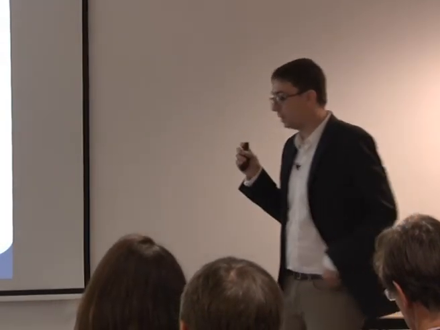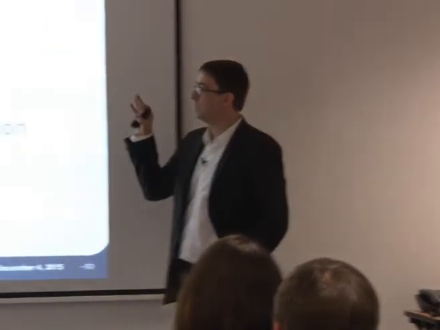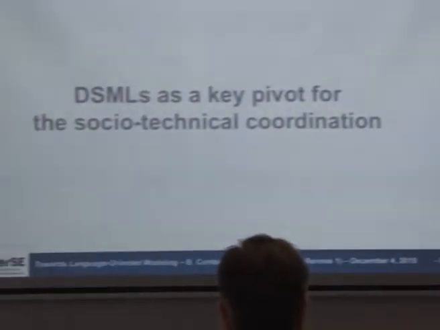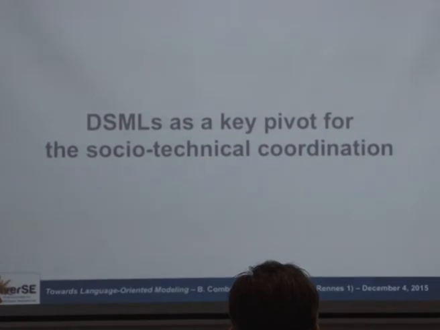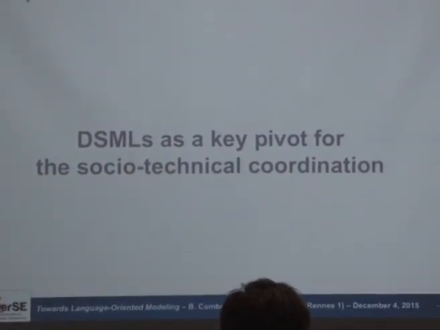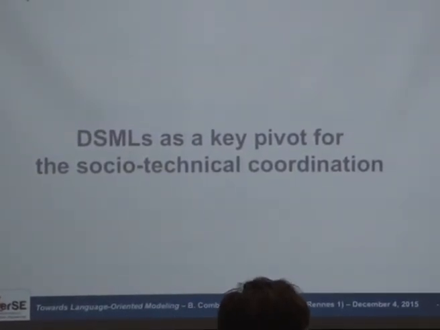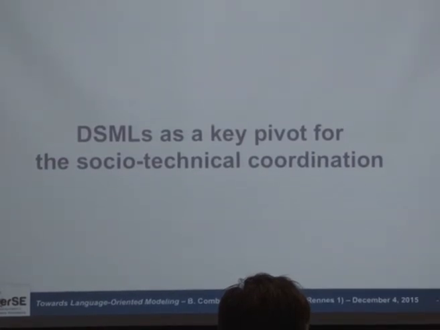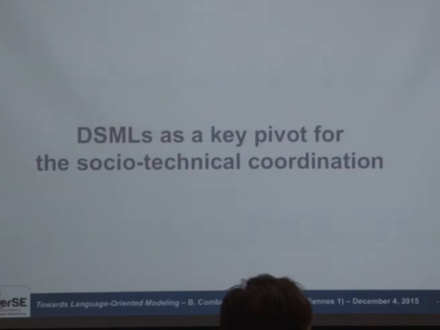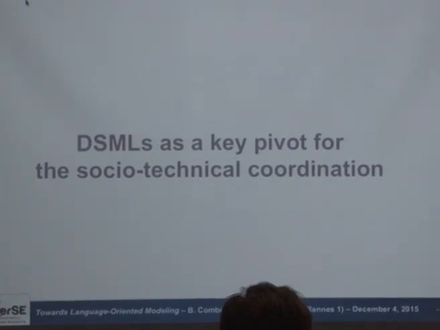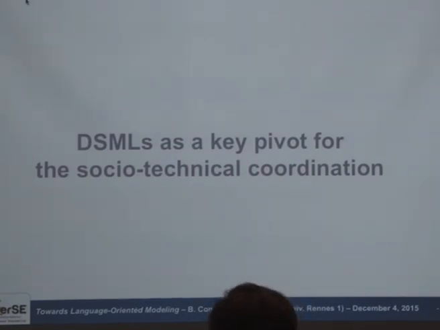And one of the key limitations for now for having DSML as a key pivot for socio-technical coordination is most of the time the rigidity of our domain-specific modeling languages. And one of the key things for the future is to make DSML adaptable, or let's say moldable, as we have seen yesterday. And for this, we already investigated different visions, which are just particular cases of this.